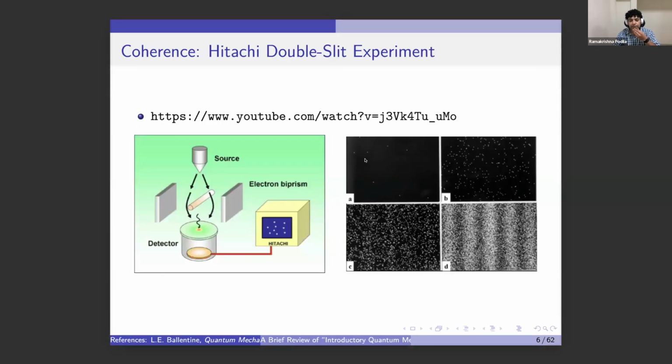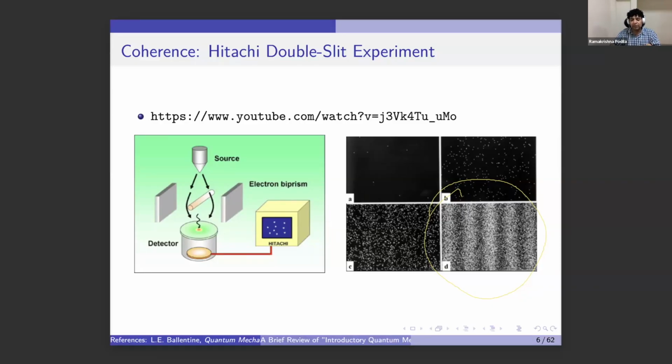So in the beginning, when only a few electrons are emitted, you see single spots. As you keep accumulating, now you see here in panel D, you can see patterns emerge where you have bright and dark fringes, just like how we would expect in light.